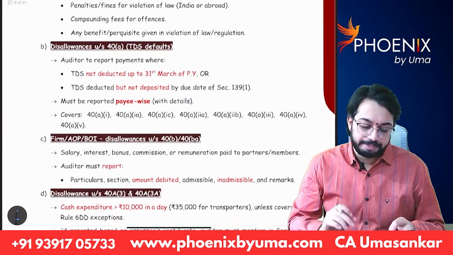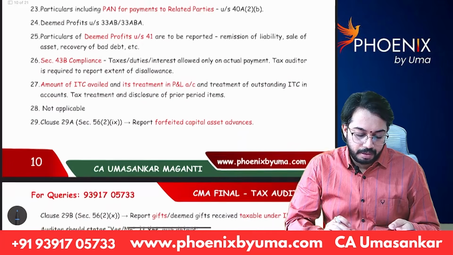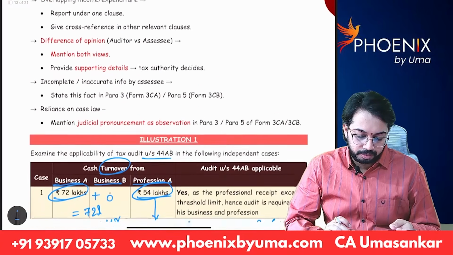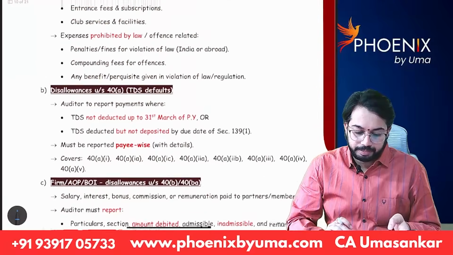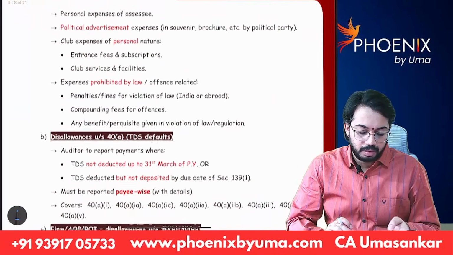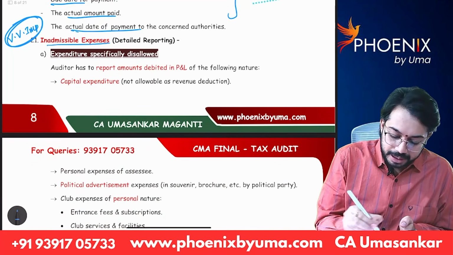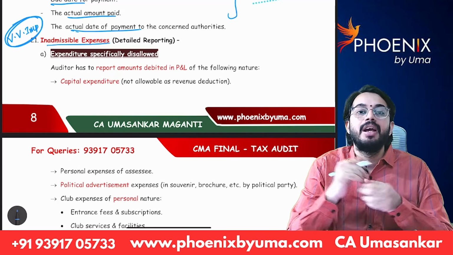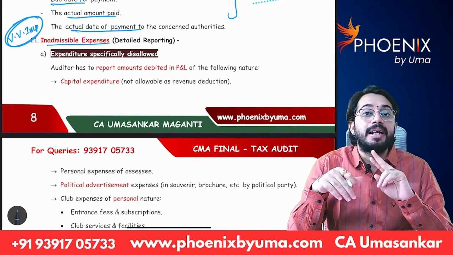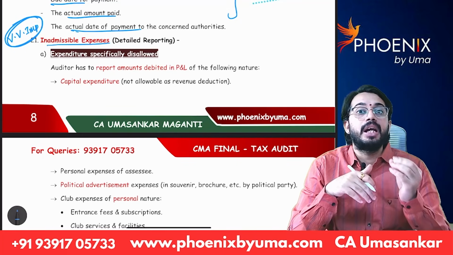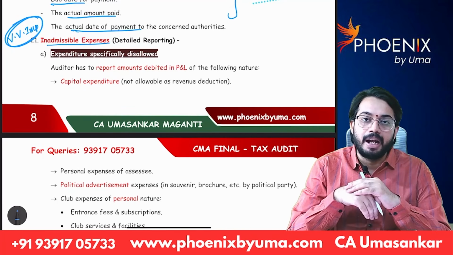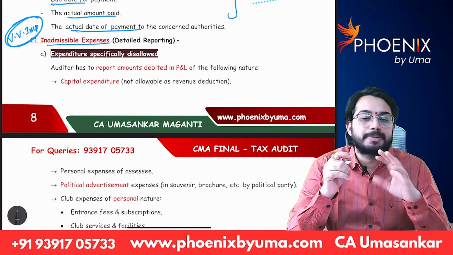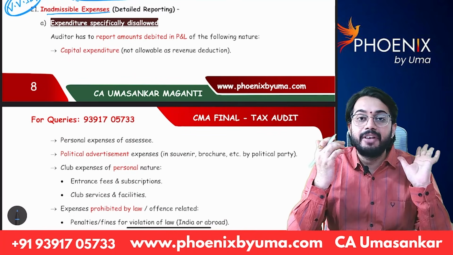Shall I discuss clause 21? Inadmissible expenses. You all know in PGBP, some expenses are not allowed as deduction in P&L account. Capital expenditure is not allowed as deduction in P&L account. Personal expenditure is not allowed as deduction in P&L account. Political party advertisement expenditure is not allowed as deduction in P&L account. So what are the expenses that are not allowed as deduction in P&L account as per income tax provisions? All that information is required to be given by the tax auditor.